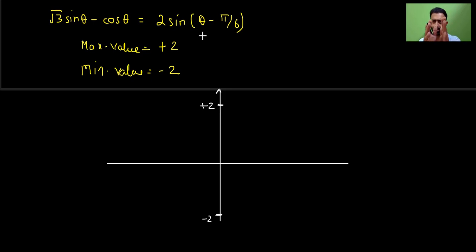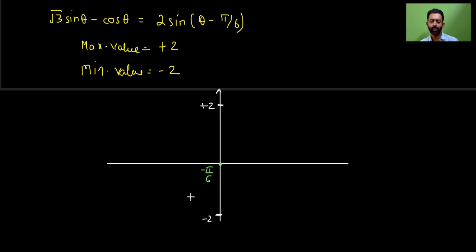If I'm talking in camera, your right, my right in this direction. So the curve will shift towards right by pi by 6, or you may shift the axis pi by 6 towards left. So I will write in this place, instead of 0, I will write this value as minus pi by 6.